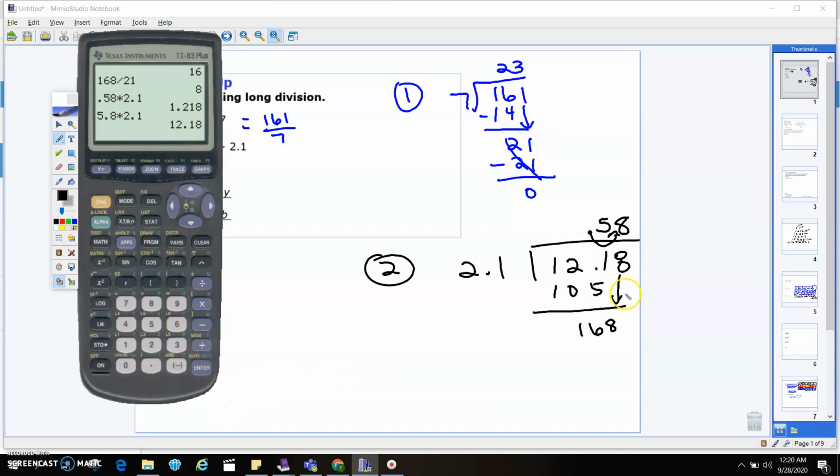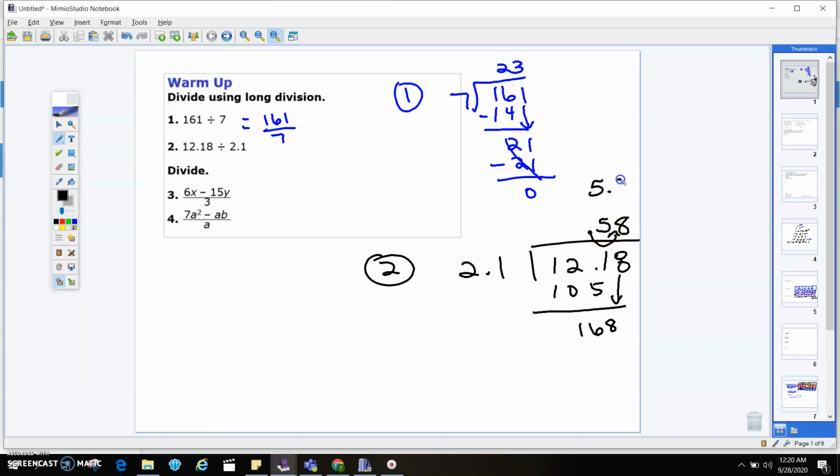So that's why we check, right? We want that decimal place over one more, so this would really be 5.8. That's why we always want to go back and multiply to check and make sure that underneath our division line, it's good, right?